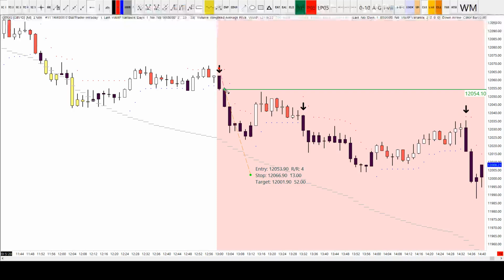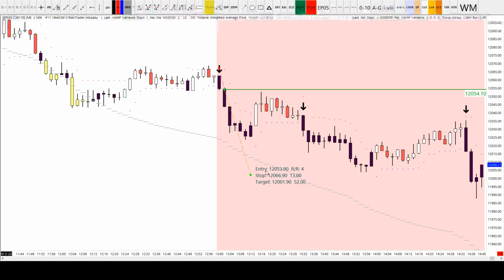Did it take out your break even? No, it didn't. But the other way that you get out of the trade is when the candle closes above the dots. And that's the situation that happened here. So as soon as that candle closed, you would have got out of the trade. So small profit, but one of those things.